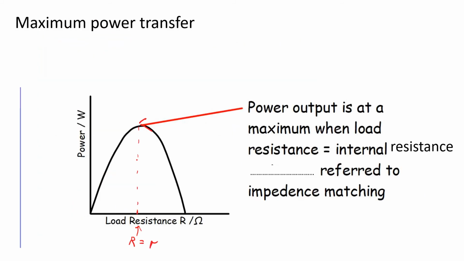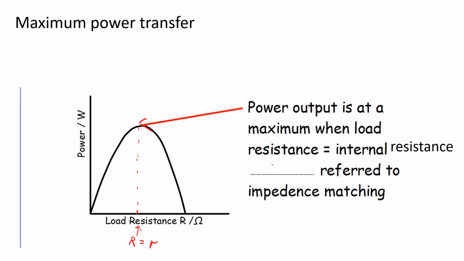So internal resistance is an important consideration when considering how much power a circuit can transfer. And what's found is when the load resistance is equal to the internal resistance of the power supply, we actually get maximum power transfer to the circuit. And this can be important in a number of applications.